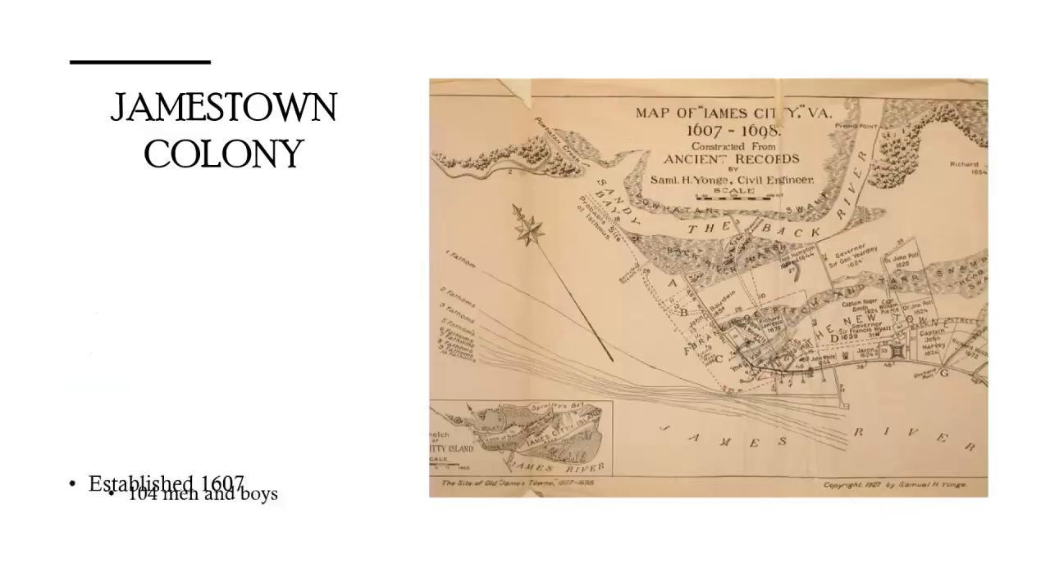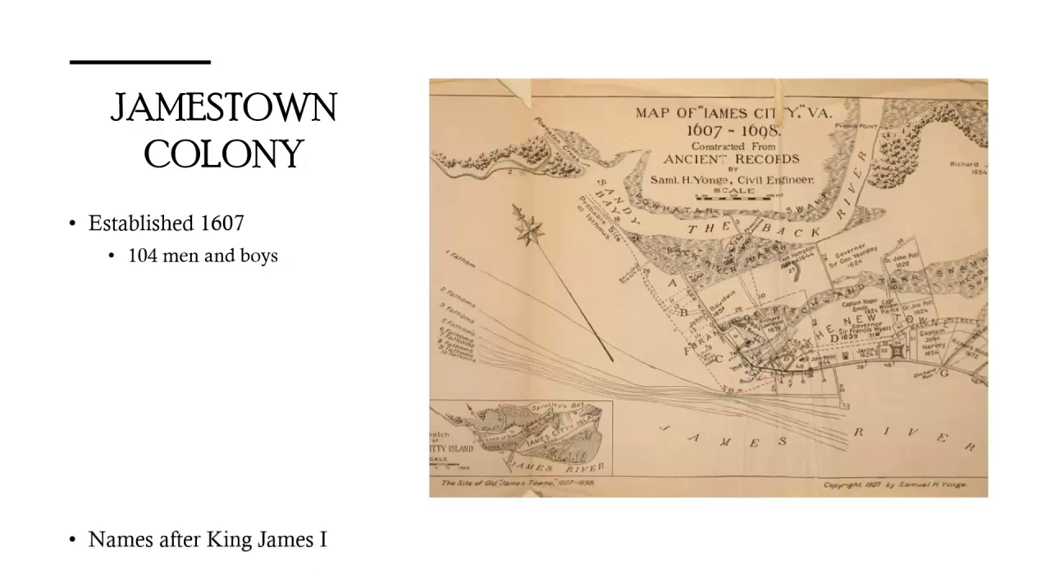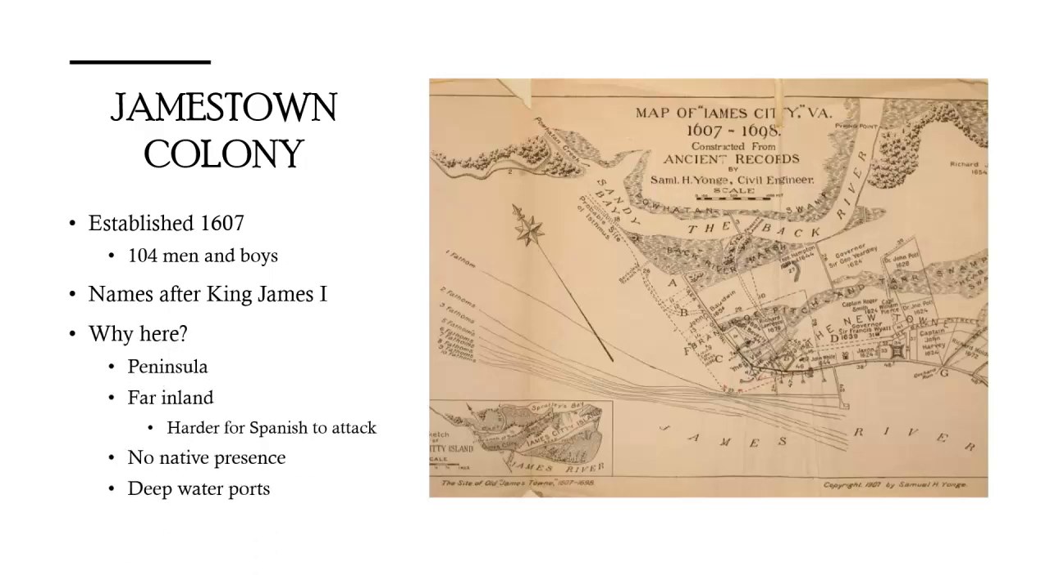First big colony we want to talk about is Jamestown. Now, Jamestown is located in present-day Virginia. This colony was established in 1607 with 104 men and boys. They're going to name it after King James the First of England. It is a British colony. You had the backing of the king, his support. You can see that right here in the name as well, honoring him.